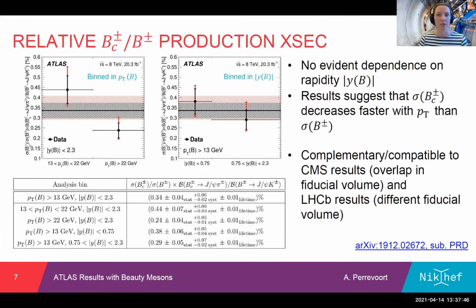What we see is that we cannot quite claim that we see a dependence in rapidity. Those two measurements are compatible within their errors, but it seems like we're seeing that the production cross-section of B sub C is actually decreasing faster with PT than the one of the B mesons itself.